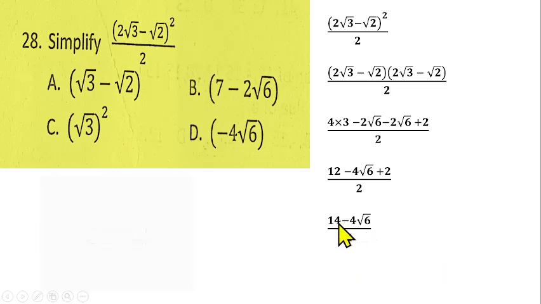Then from there, 2 is common. You can factorize 2 here, so you'll be having 2 into 7 minus 2 surd 6 over 2. 2 can cancel 2, so you are left with 7 minus 2 surd 6, which is option B.